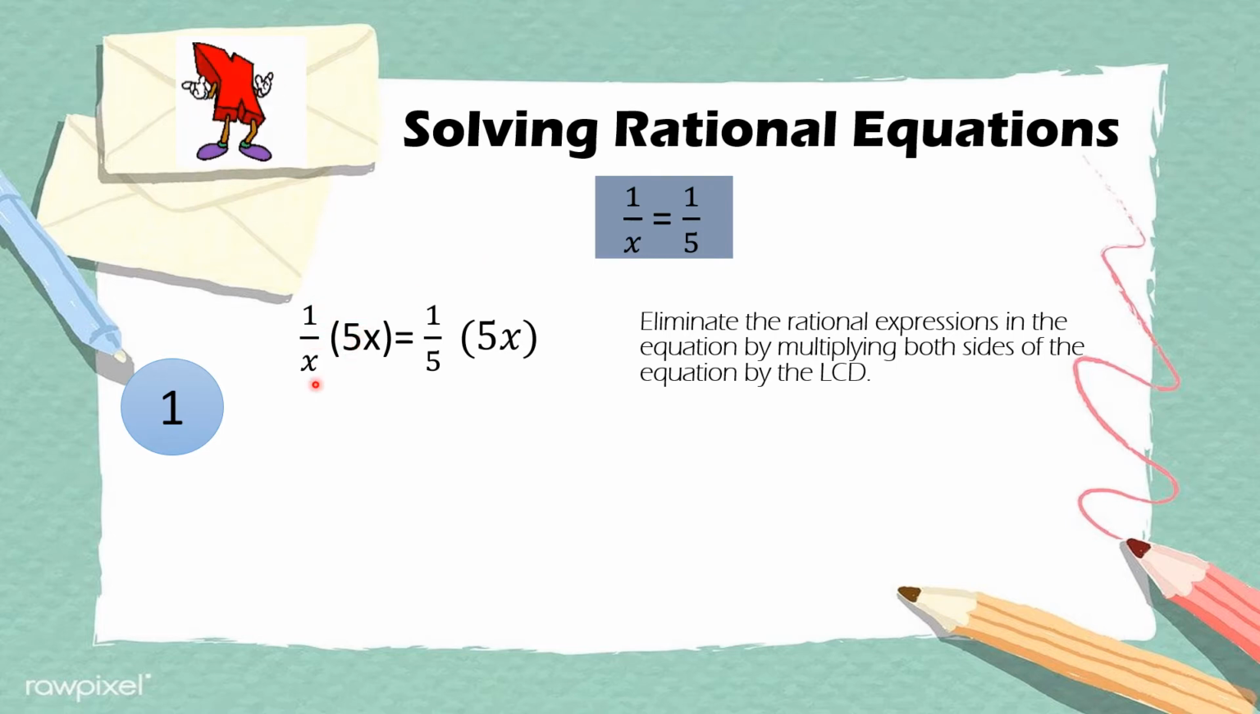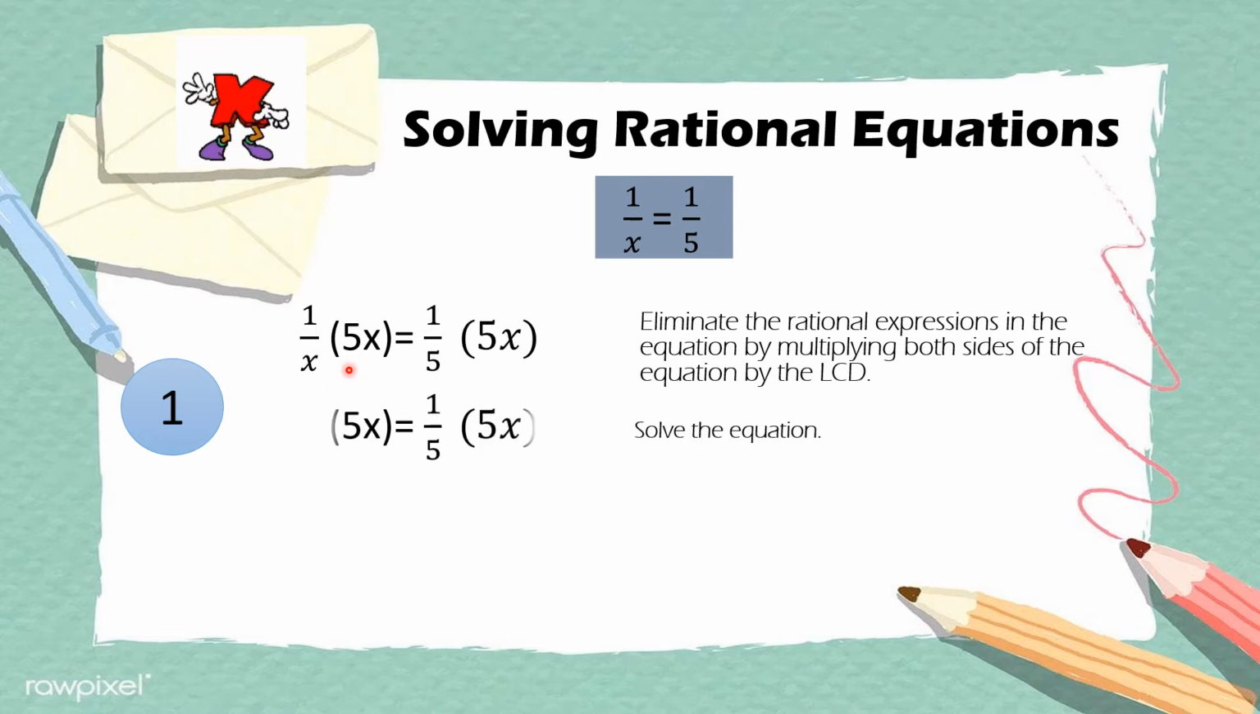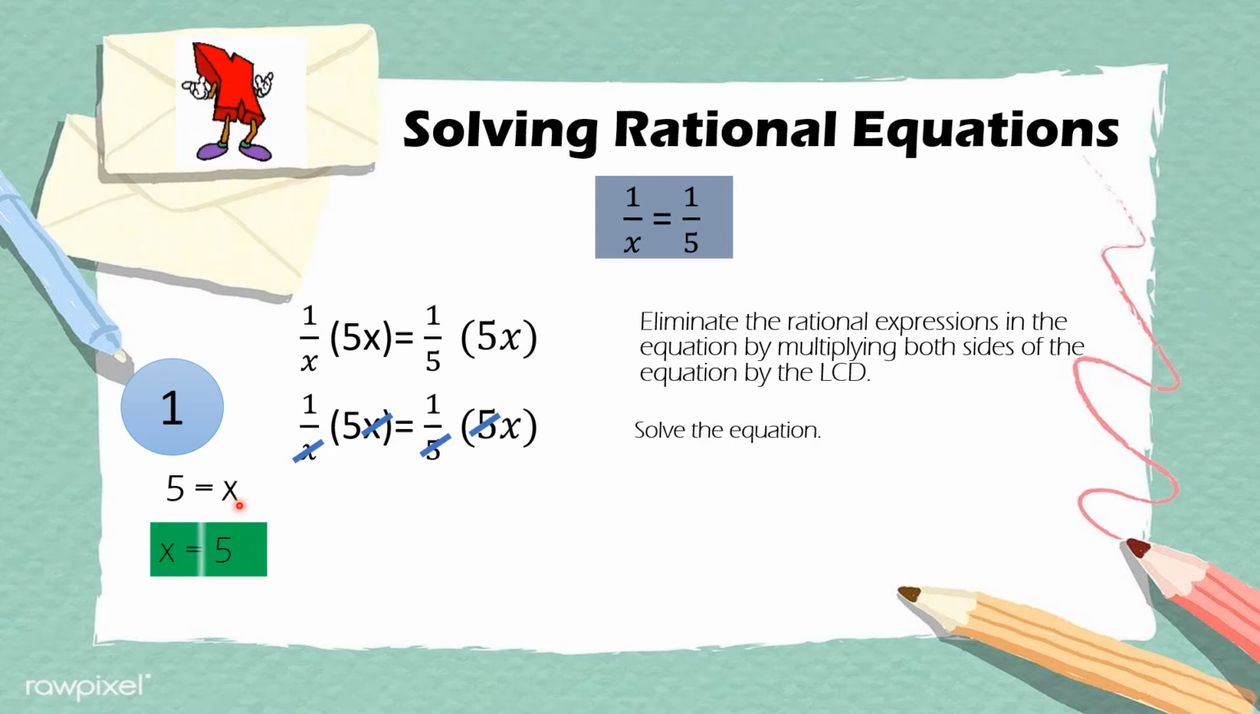Multiplying the LCD by each term, 1 over x multiplied by the LCD 5x equals 1 over 5 multiplied by the LCD 5x. So here, 5x divided by x is 5, and 5x divided by 5 is x. So 5 multiplied by 1 is 5 equals x multiplied by 1 is x. So 5 equals x, or x equals 5.